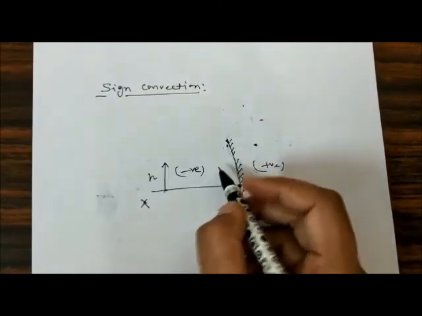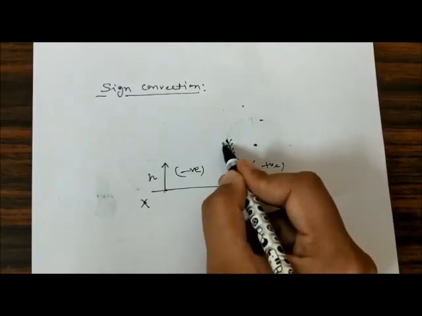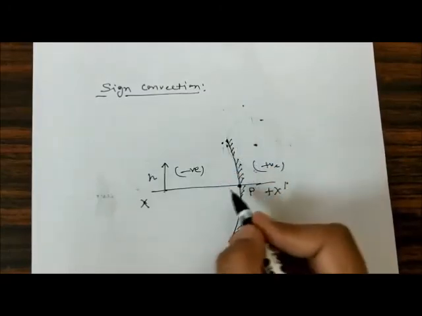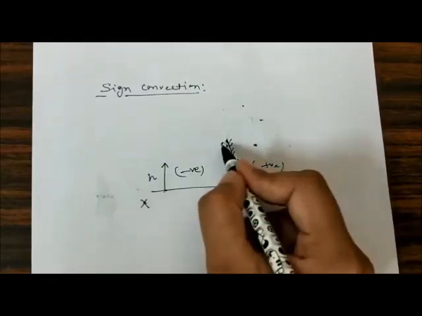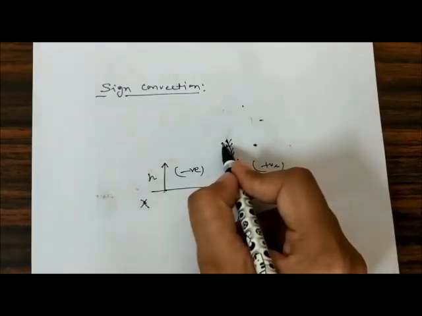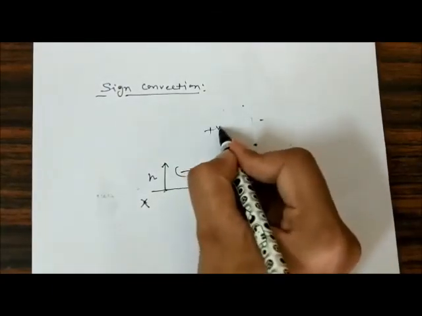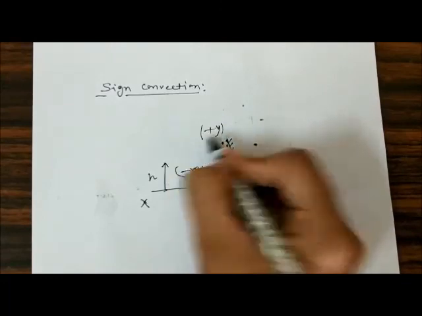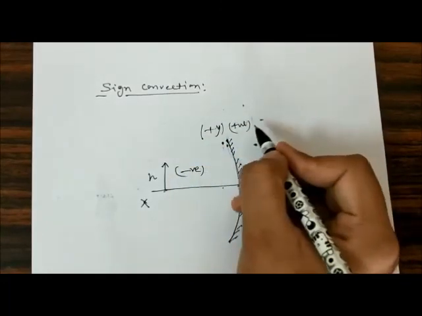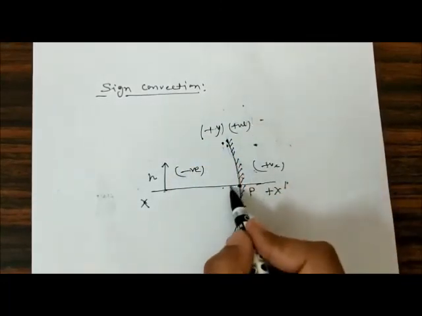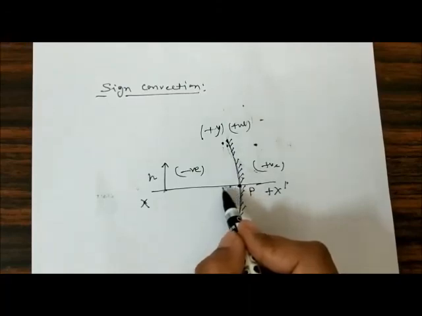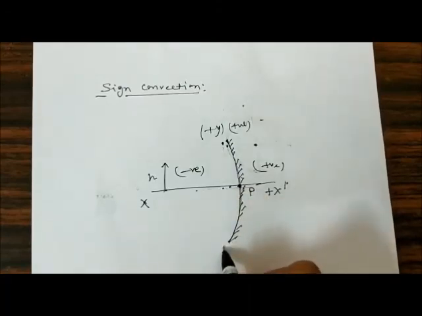Distances measured perpendicular to and above the principal axis, along the y-axis, are taken as positive, and all the distances measured perpendicular to the principal axis and below the principal axis are taken as negative.